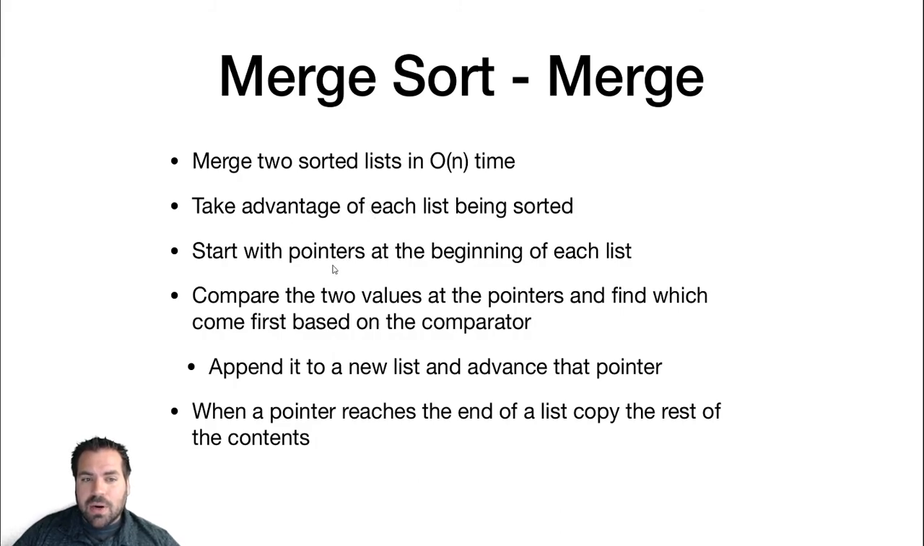To do that, our merge is going to start with pointers to the first element of each list. Compare those two values. Whichever value is less, add that to a list that you're going to return, the full sorted list, and then advance that pointer. Repeat until you reach the end of one of the lists. Once you reach the end of one of the lists, copy everything from the other list over.